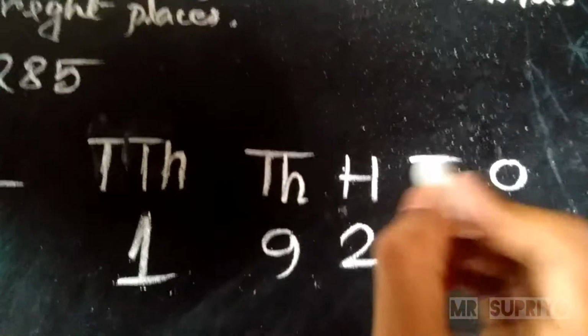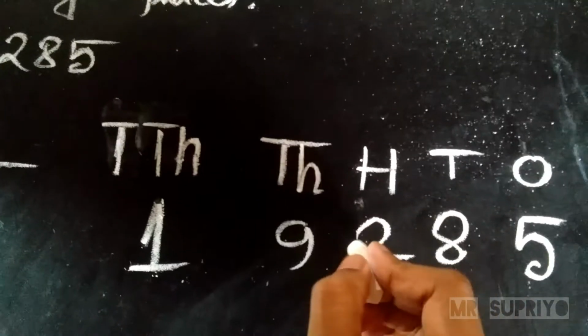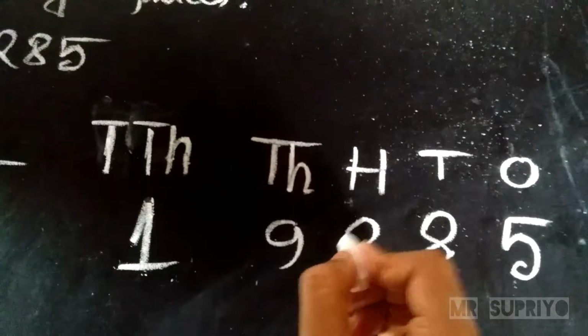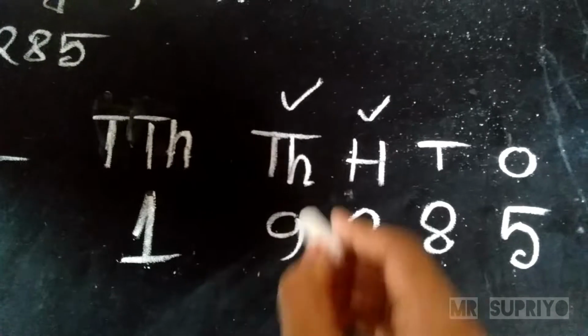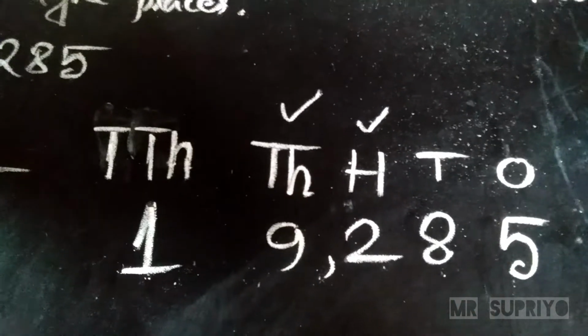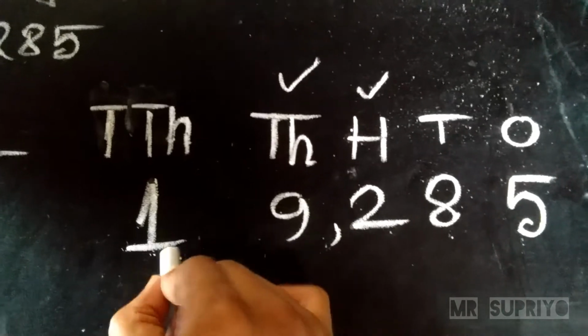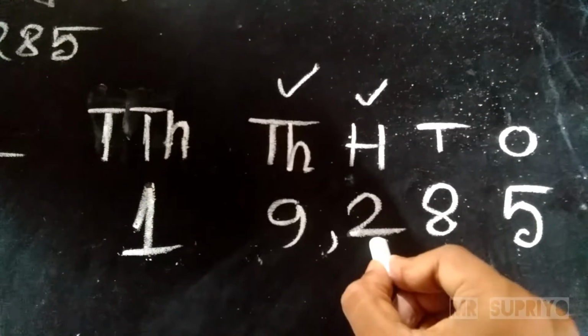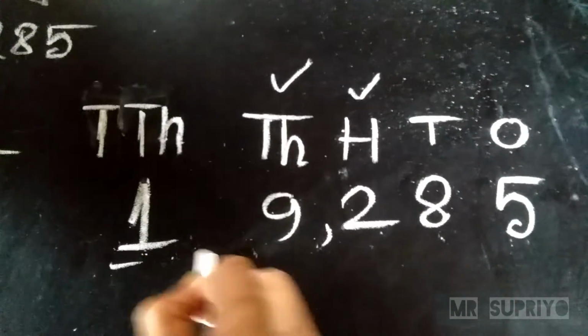We know that in the Indian place value chart, the first comma we should write between 1000 and 100. That means here. So now we can call it 19,285, and this is our answer.